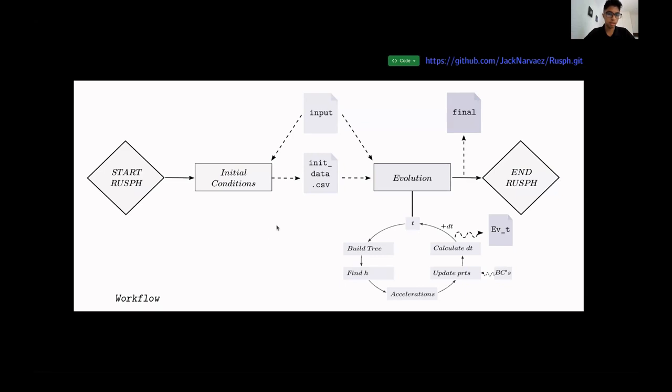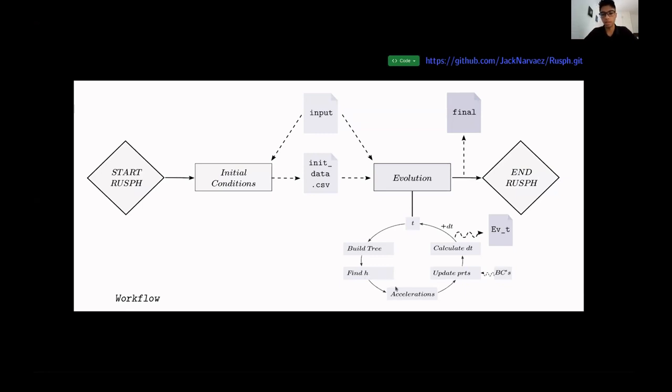So we read initial conditions from an input file. Then we do the evolutions. For this, we first build the tree. The tree algorithm is implemented to find the neighbor particles of each particle. After that, we calculate the characteristic smoothing length of each particle to define the compact domain.